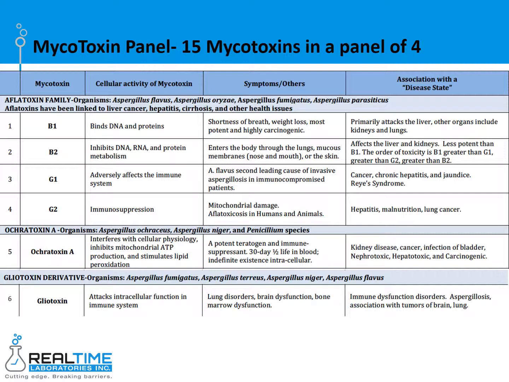They have a gamut of problems that they can cause to patients. Ochratoxin A interferes with certain parts of the cell cycles, especially in kidney and bladder. And gliotoxin attacks the intracellular function of the immune system. So when we get an aspergillosis patient, we should be very concerned about whether gliotoxin is being produced, because the immune system is being affected by the gliotoxin.